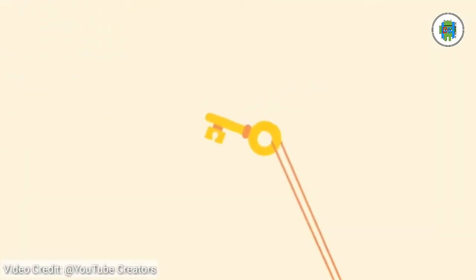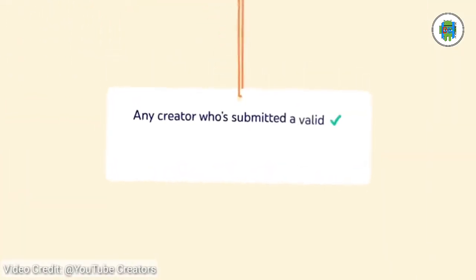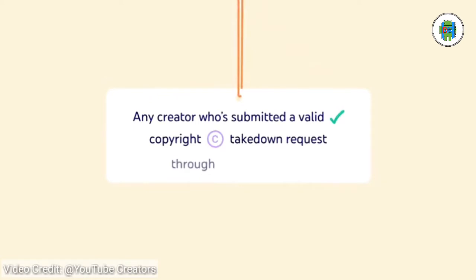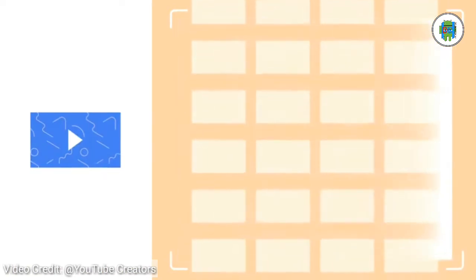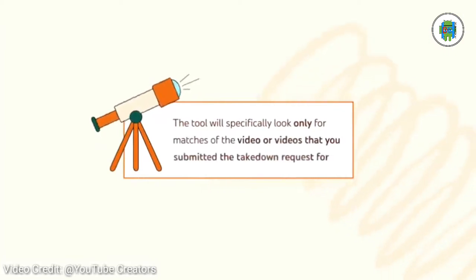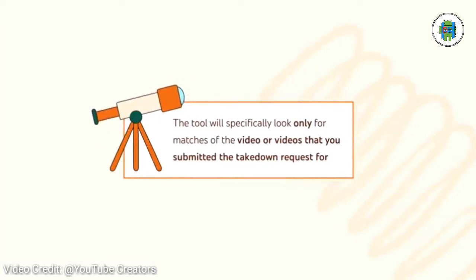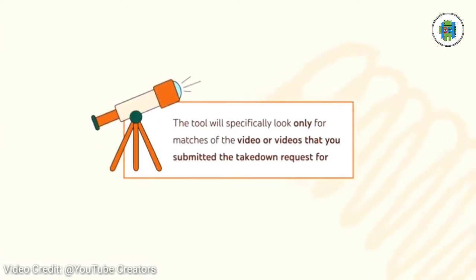The Copyright Match tool is also available to any creator who submitted a valid copyright takedown request through our web form. Once your removal request is approved, the Copyright Match tool will start scanning YouTube uploads for potential matches. Note that in this case, the tool will specifically look only for matches of the video or videos that you submitted the takedown request for.